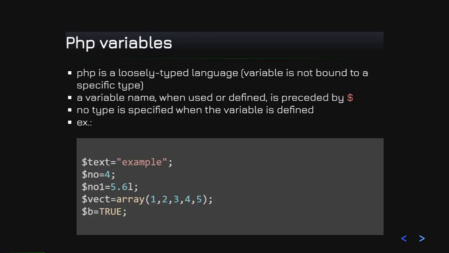This one is a variable of type string. This one is a variable of type integer. This one is a variable of type real or float. This one is a vector, an array containing 5 values. This one is a Boolean type variable.